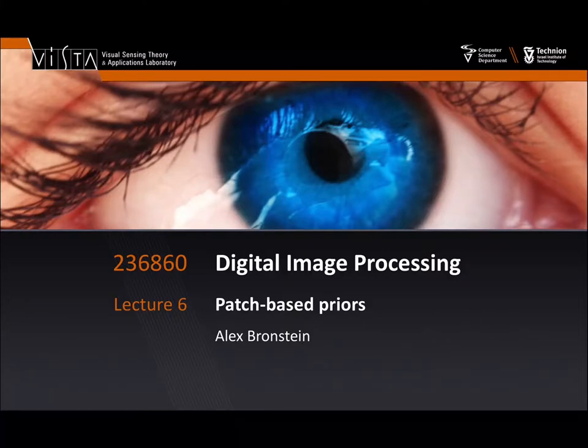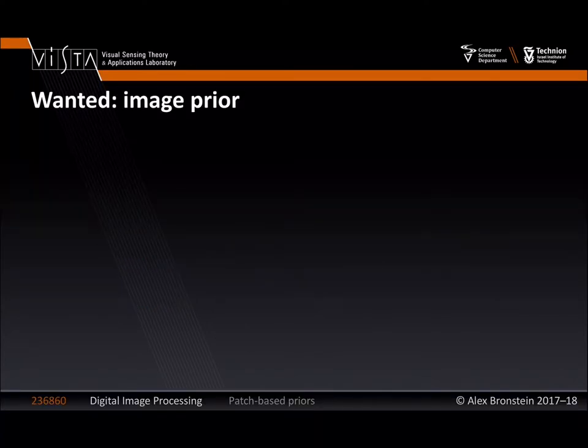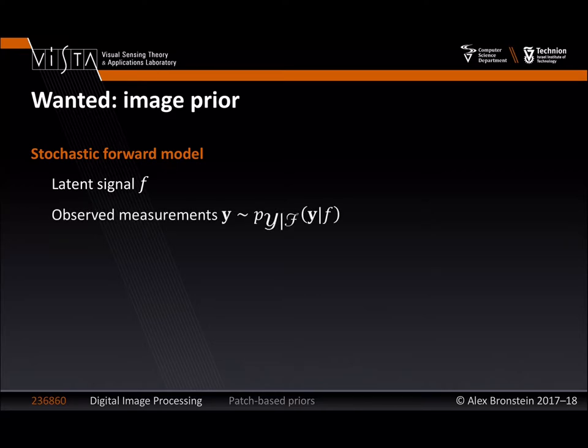Okay, so I remind you what we did last time, and essentially we talked about inverse problems, right? So we had some forward model. Allow me to write it completely in the language of random signals. So we have some latent signal f, which we think of as a stochastic quantity.